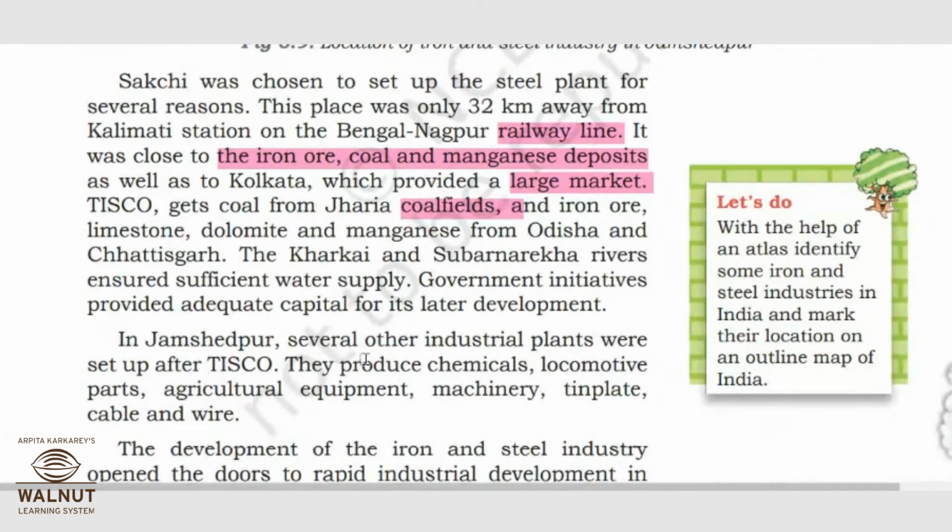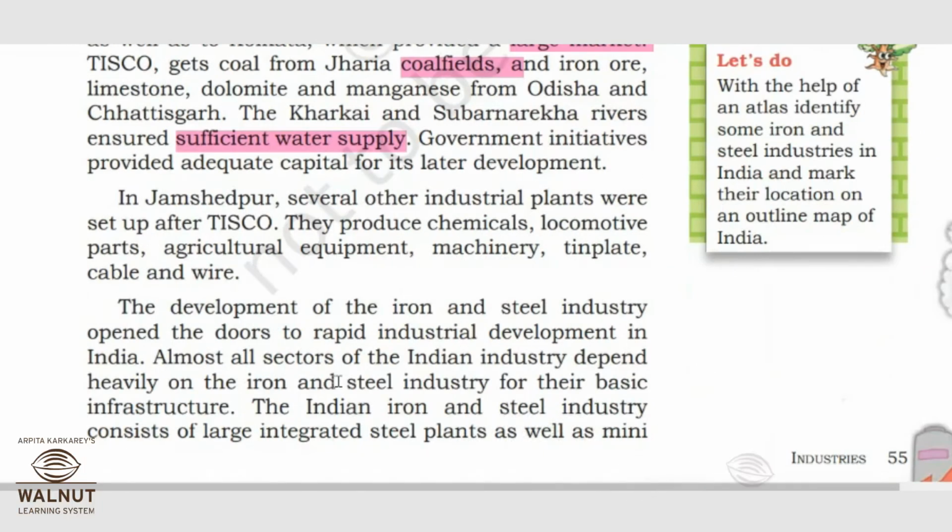It was getting sufficient water supply because of the Karkai and Subarnarekha rivers. Now, next to this TISCO, other industries have also developed, which use the raw materials from this industry. These industries are chemical industries, locomotive parts, agricultural equipment, machinery, tin plate, cable, and wire. These have been set up closer to TISCO in Jamshedpur.